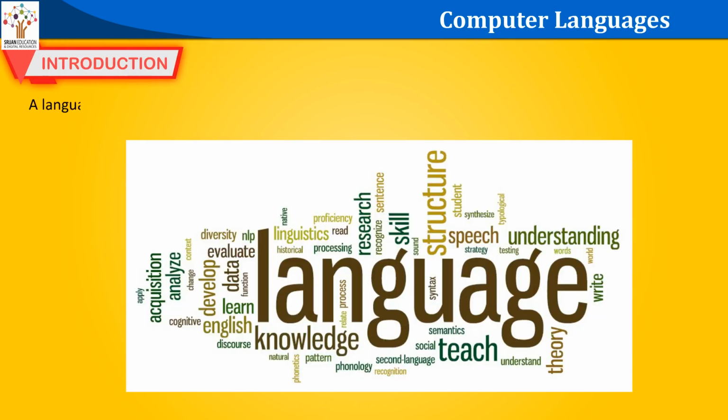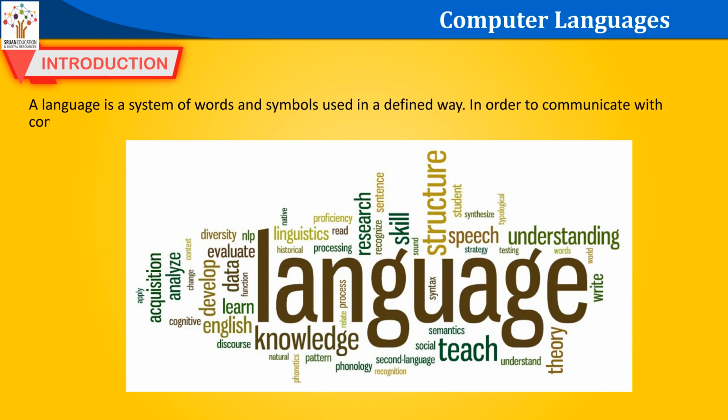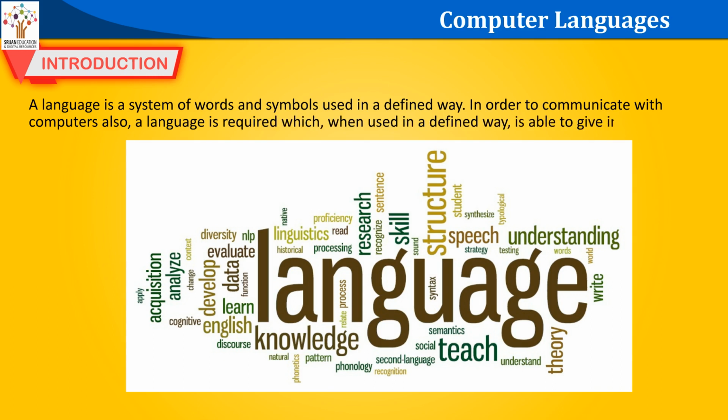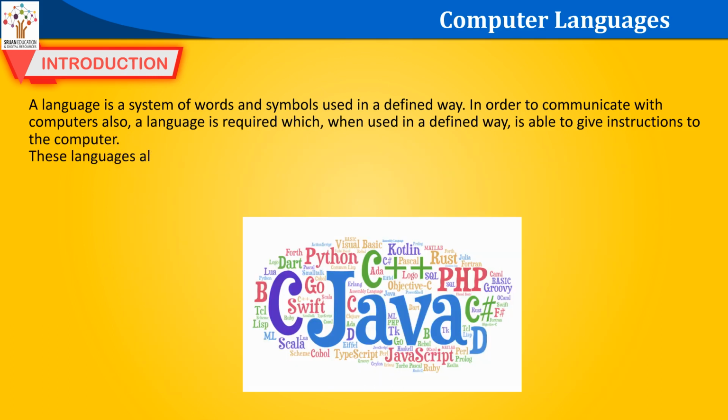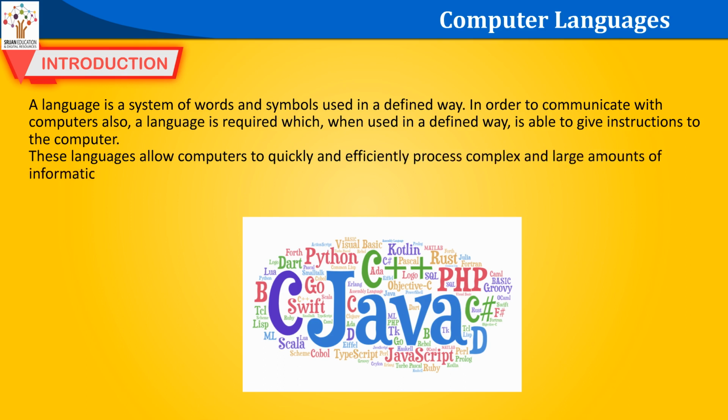Introduction. A language is a system of words and symbols used in a defined way. In order to communicate with computers also, a language is required which, when used in a defined way, is able to give instructions to the computer. These languages allow computers to quickly and efficiently process complex and large amounts of information.